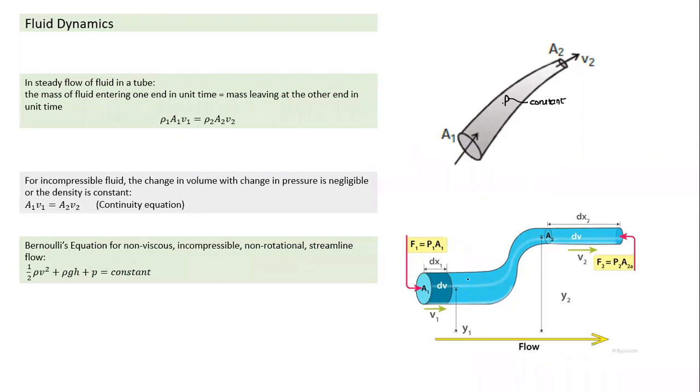So basically what it assumes is there is no loss of energy due to friction. Viscosity will come a little later, but the fluid is non-viscous. There's no friction between layers of fluid. It is incompressible, which is mostly true.